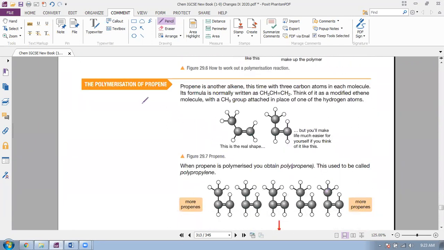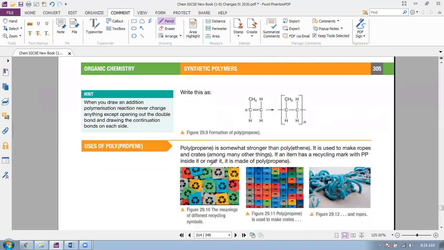Another example of addition polymerization: the reactant or the monomer is propene here. So many propene molecules join together to form the long chain polymer, which is called polypropene. Each propene molecule has a double bond. And when they join together, the double bond breaks. And the polymer forms, that is polypropene, it has all single bonds. And look at the structure. You can see the structure properly here in this equation.